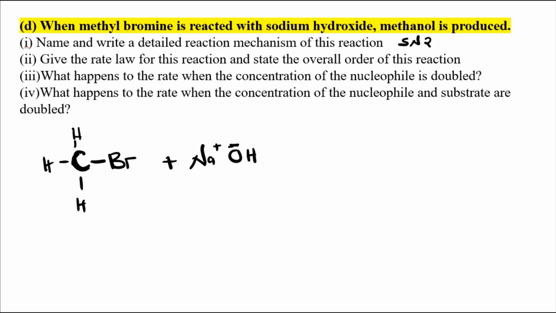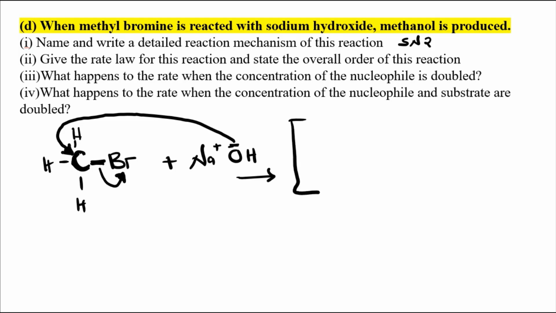How this reaction is going to take place is that this nucleophile is going to attack this methyl bromide at the backside, that is, the side opposite to where the leaving group is, and then this leaving group is going to leave. When that happens, they're going to form a transition state. So the transition state is going to be like this. Always do not forget to draw the transition state.